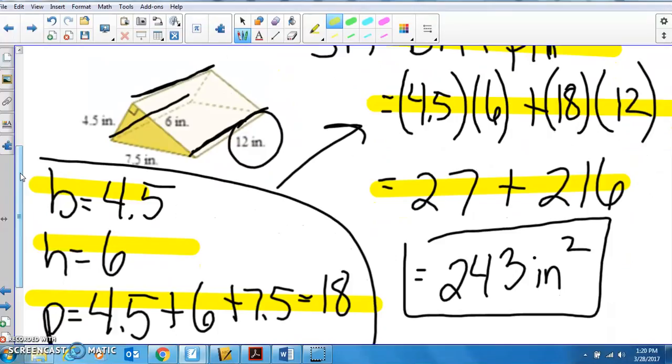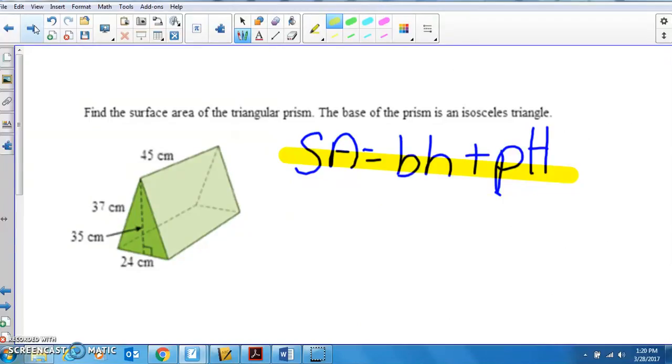So take the time, list everything out, substitute it in. And I promise you, some of you that have struggled with the volume formulas, this will make it a little bit easier. All right, so let's go to the next one. I'm going to do this one as well.